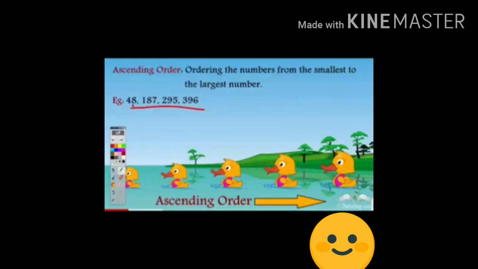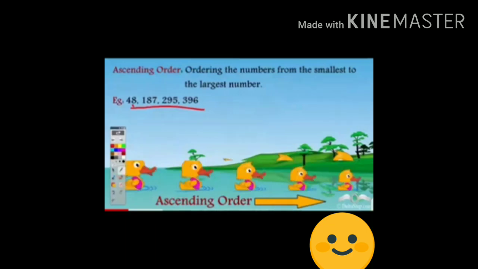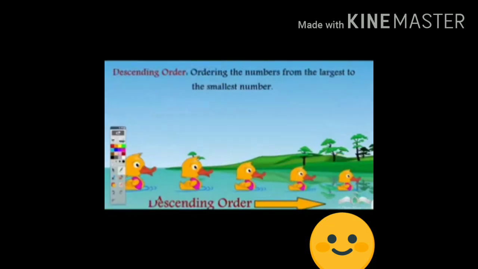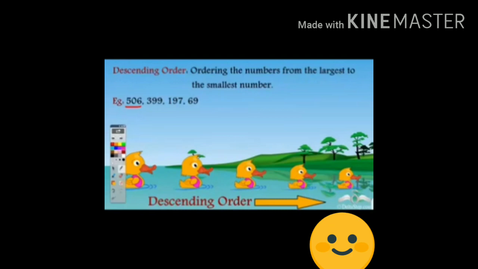Let's do descending order now. Descending order means decreasing order. We write the numbers from the greatest to smallest as we move downstairs. Look at these ducks. These ducks are arranged in descending order, and in this example, these numbers are being arranged in descending order. First 506 is the biggest and 69 is the smallest.